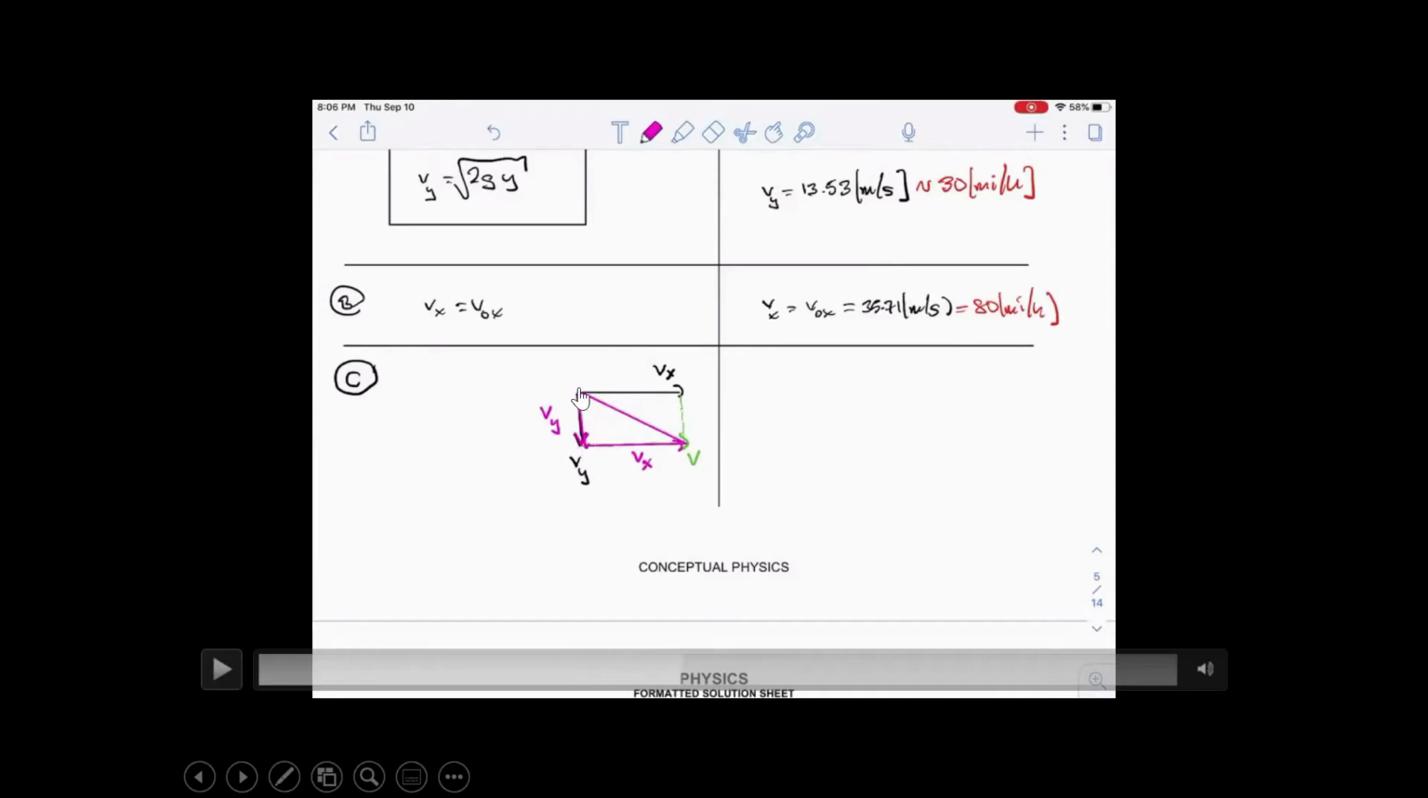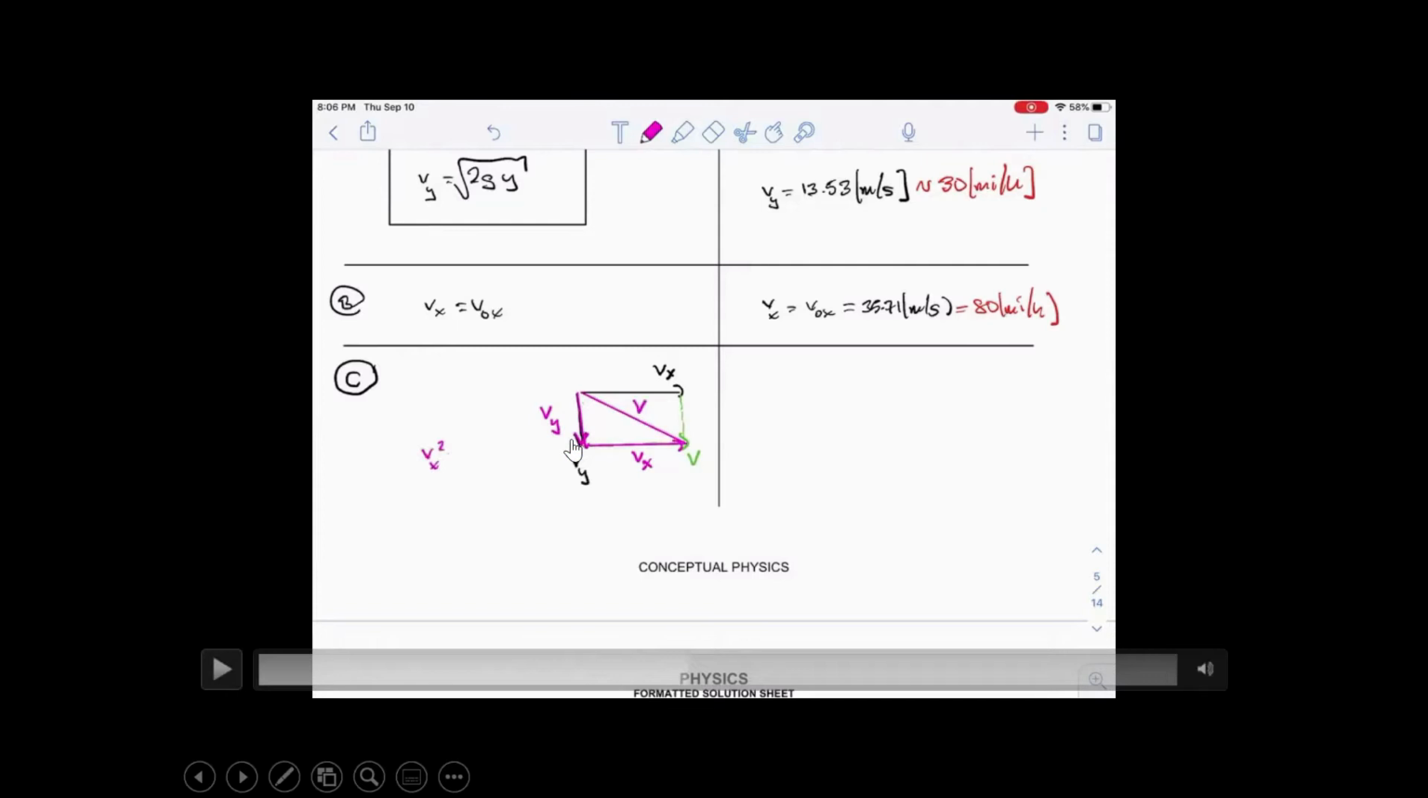So this is your velocity vector along the x direction. This is along the y direction. This is along the x direction. And now this becomes the hypotenuse of this triangle. The hypotenuse of this triangle is your net speed. This is your total speed that you're looking at.